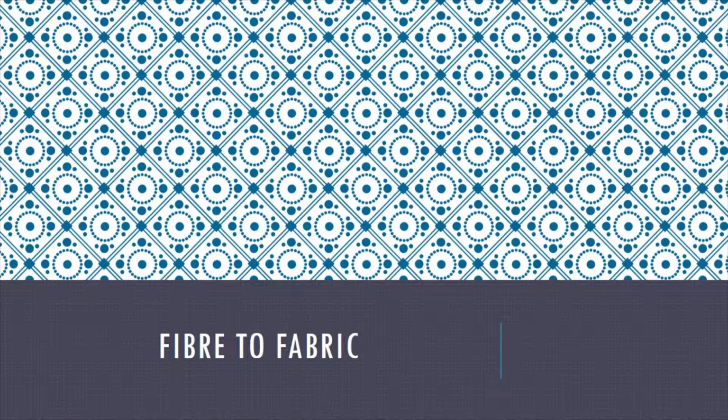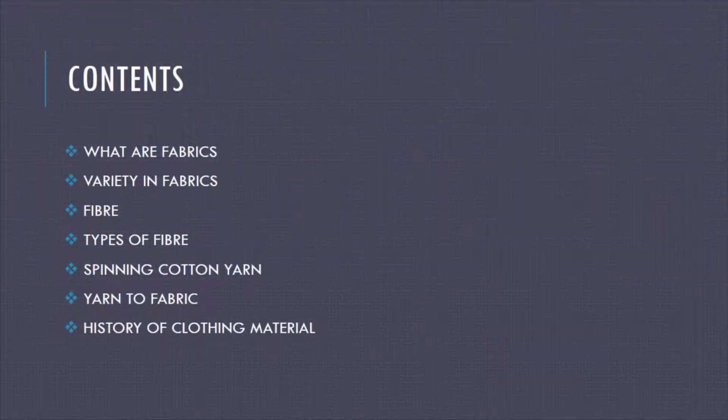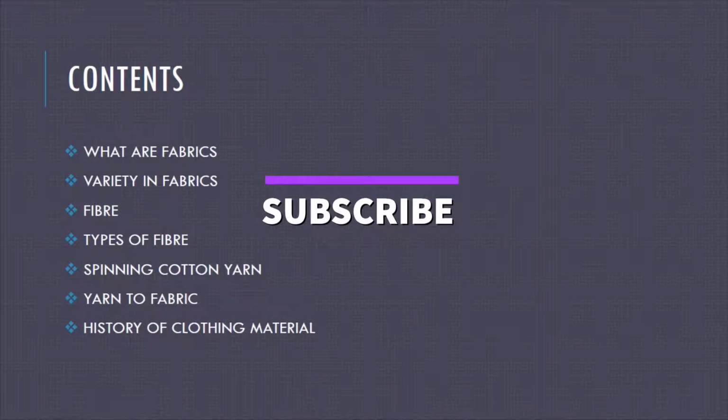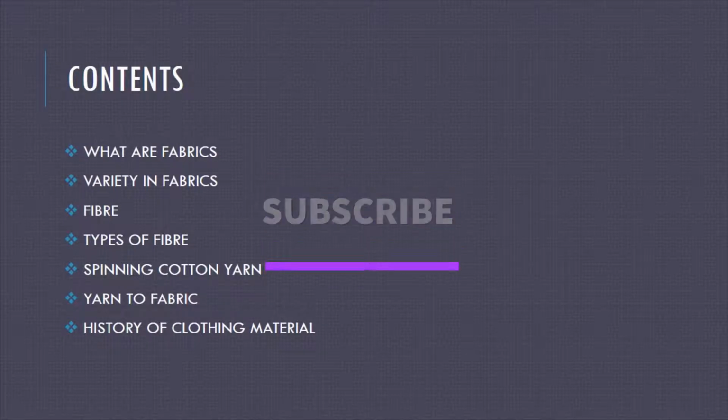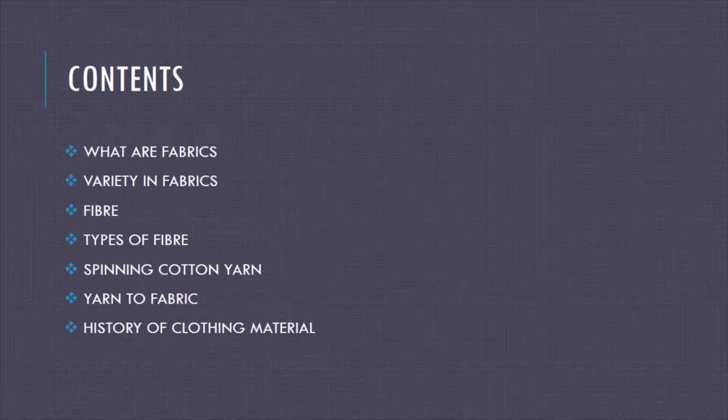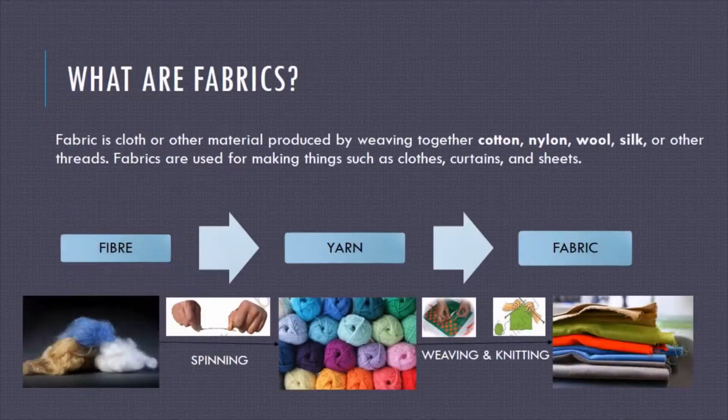In today's video, we are going to learn chapter 3, Fiber to Fabric. Now, before going into the topic, let's see what are all the contents that reside within this chapter. First one is what are fabrics, second one is variety in fabrics, third one is fiber, fourth one is types of fiber, fifth one is spinning cotton yarn, sixth one is yarn to fabric, seventh one is history of clothing material. What are fabrics? Fabrics are materials used to make clothes.